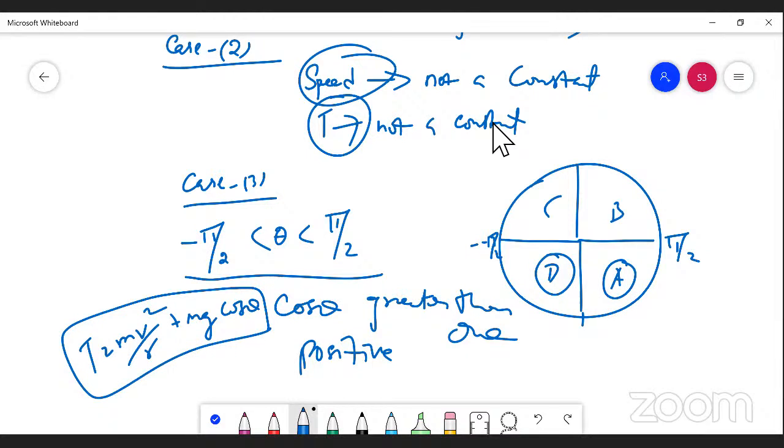cannot vanish because the mg cos theta value is like 1. Because the cos theta value greater than 1 is also positive, the values must be included. If v value is 0, then mv square divided by r is 0, but tension is not 0 because tension has some value.